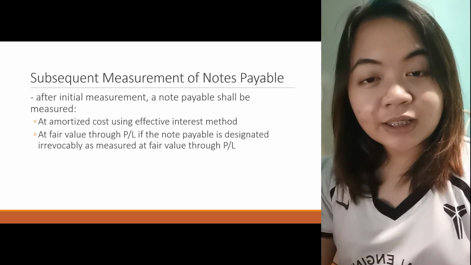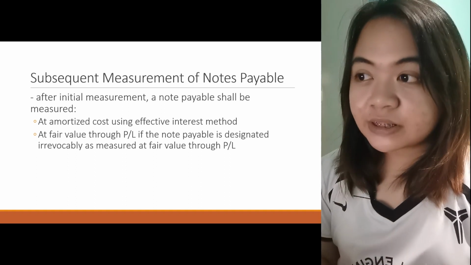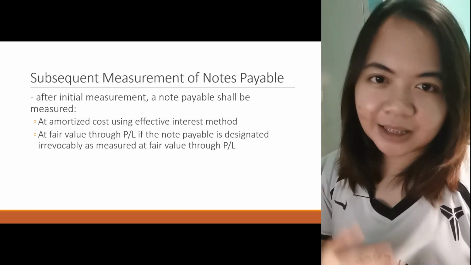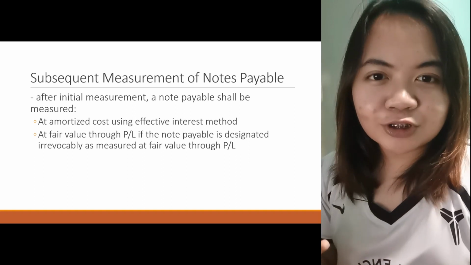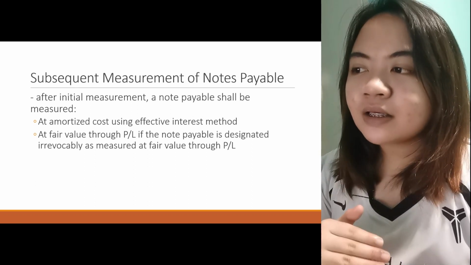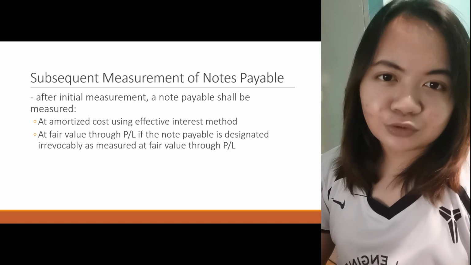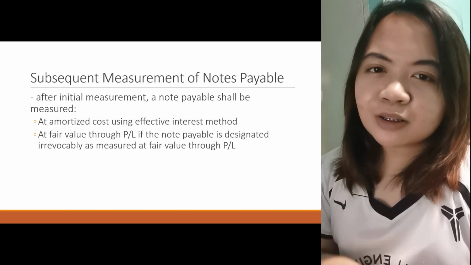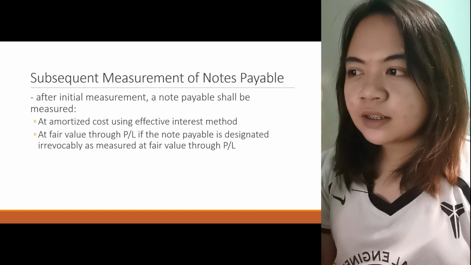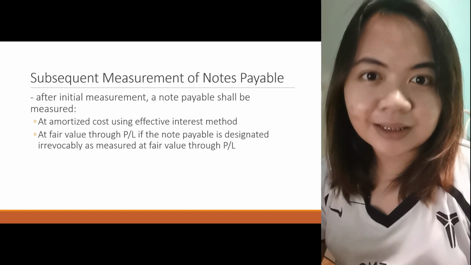So, we have subsequent measurement. Yung kanina, initial measurement. This one is subsequent measurement. So, after initial measurement, pwede siyang at amortized cost using effective interest method, which we have already discussed sa bonds payable. Okay, if you haven't watched the bonds payable, nandoon yung amortization, procedures on amortizing or using the effective interest method, or it can be through fair value through P&L if the note payable is designated irrevocably as measured at fair value through P&L. Okay? So, yung isa, yung effective interest method, pwede siyang gamitin doon sa initially measured at fair value less transaction cost. Yung isa, yung fair value through P&L, pwede mo siyang magamit if it is irrevocably designated as fair value through P&L. Okay?